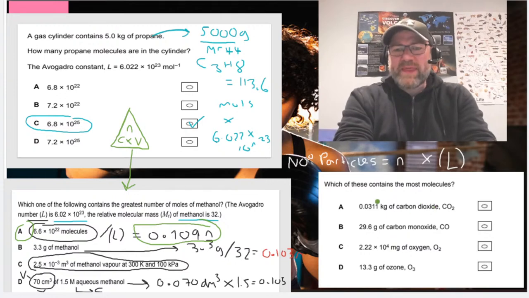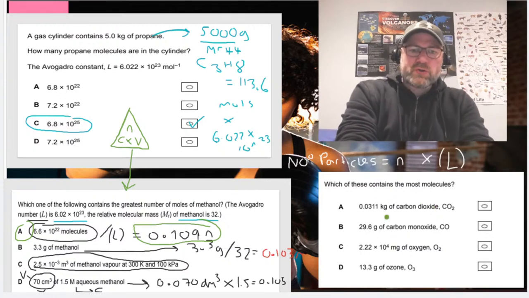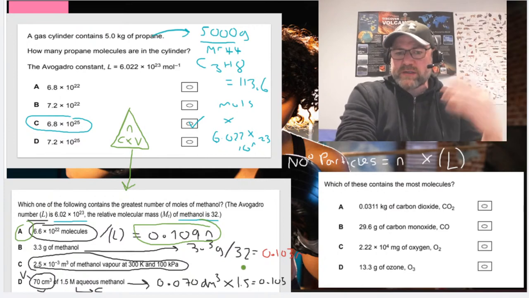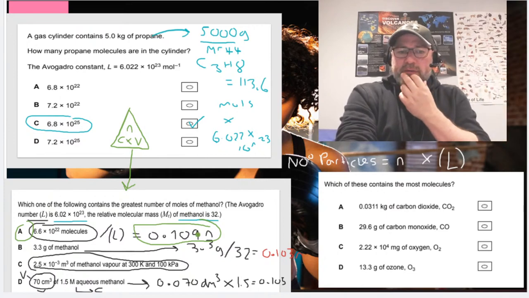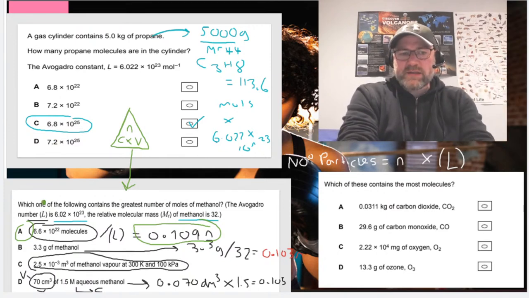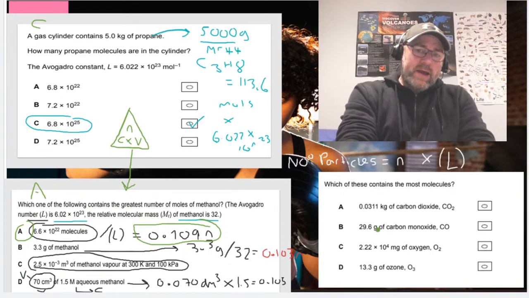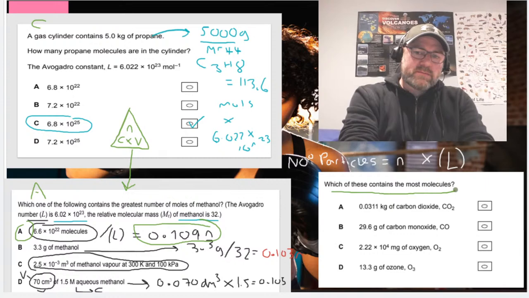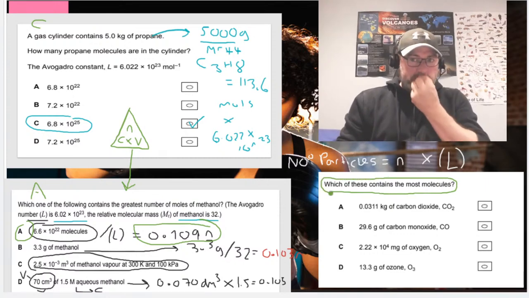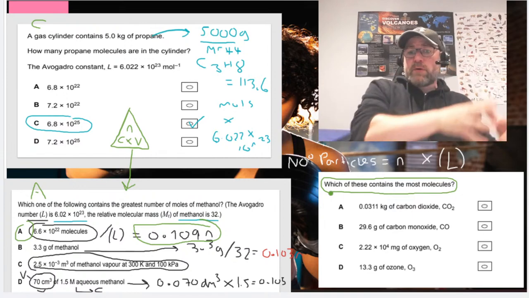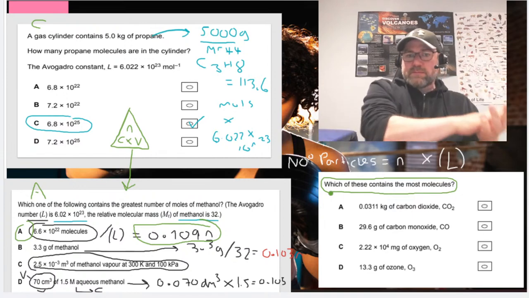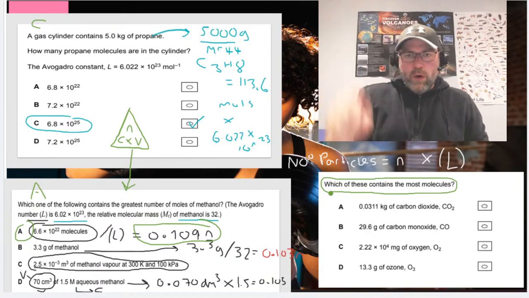So the third one, I think, is a little bit more straightforward. That one was quite hard because all the answers were 0.1. So the one with the most moles is A. So the answers go C, then A. So we've got C here, A here. If we look at this third one, which of these contains the most molecules? So again, once they start mentioning the number of molecules or particles, this time we want to find the number of particles.